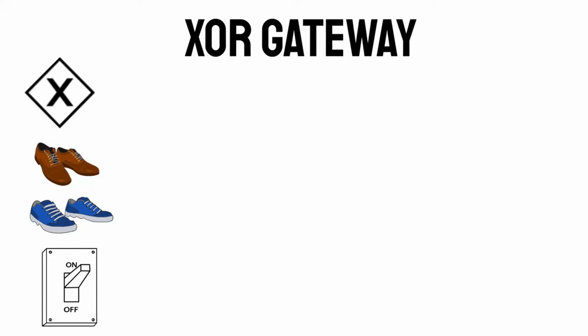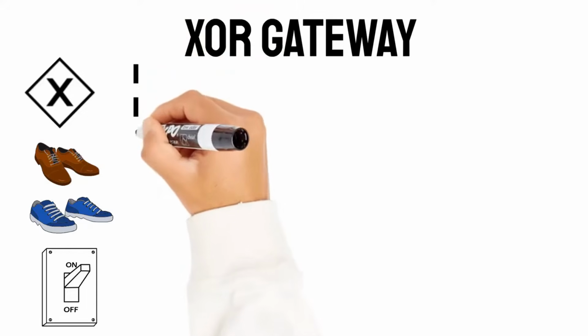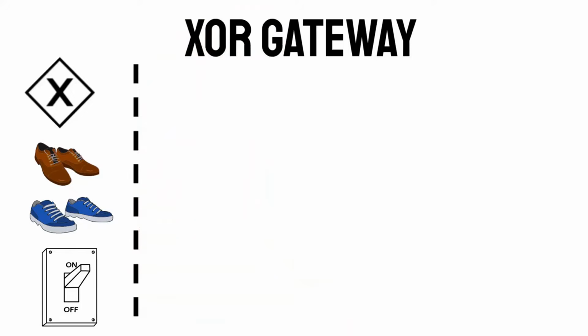You would always use the either-or gateway when you want to represent the decision that from here only one path is valid and all the others are not. Let me explain this one.